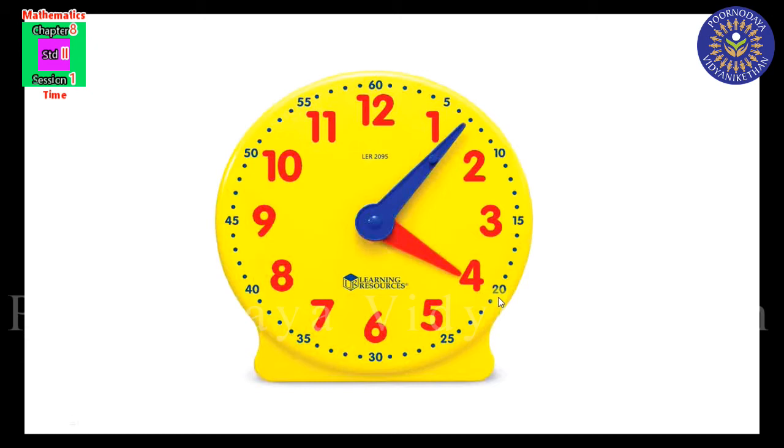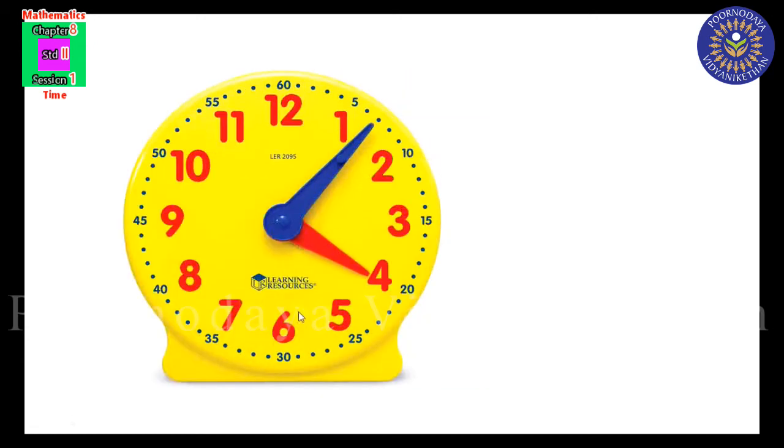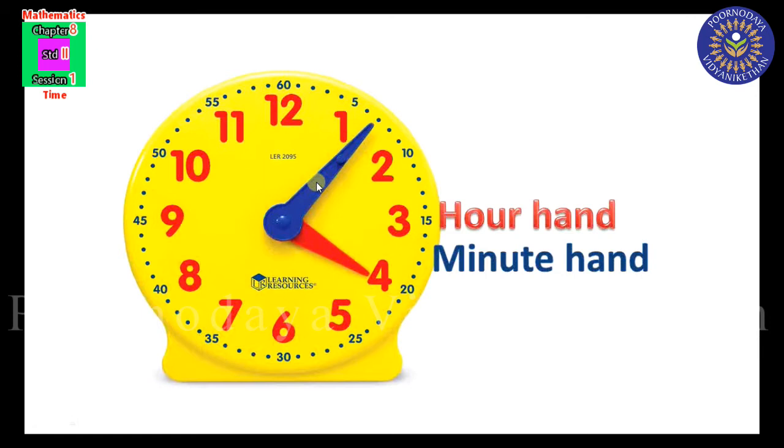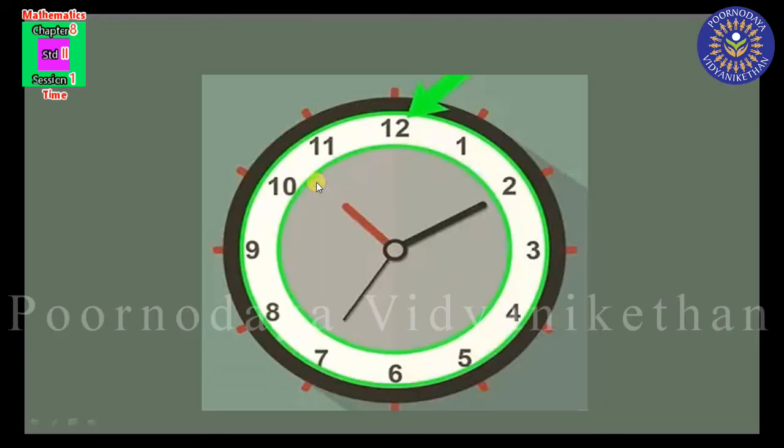There are 2 hands in a clock. The short hand is the hour hand and the long hand is the minute hand. Here, the red short hand is the hour hand, the blue long hand is the minute hand. Some clocks have the second hand too. Here, this black long hand is the minute hand. The short red hand is the hour hand.